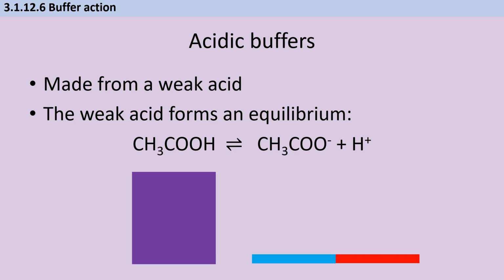Now let's reset back to where we started and add some acid. By adding a small amount of acid, we're adding more hydrogen ions. The system will shift to counteract that change and remove them by joining back up with the ethanoate ions to make more ethanoic acid.